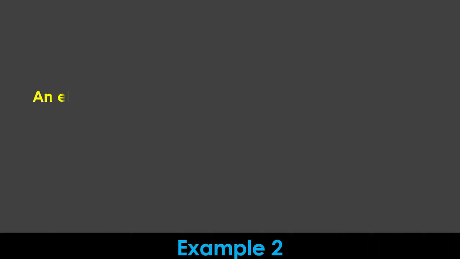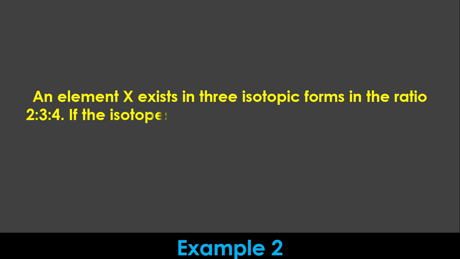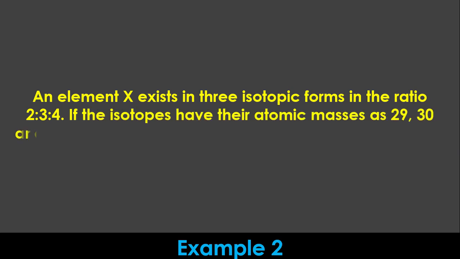Example 2. An element X exists in 3 isotopic forms in the ratio 2 to 3 to 4.